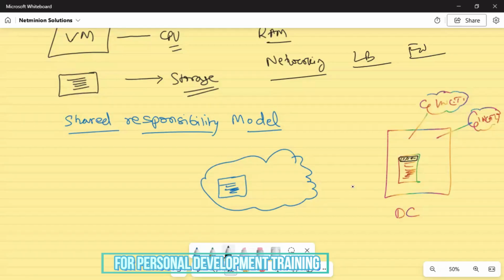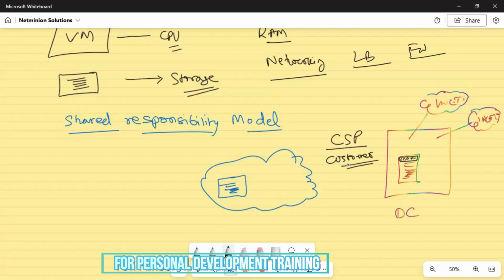So there is something named the shared responsibility model, which is a framework in cloud computing that divides security and operational responsibility between any cloud service provider and the customers. So there are different responsibilities.